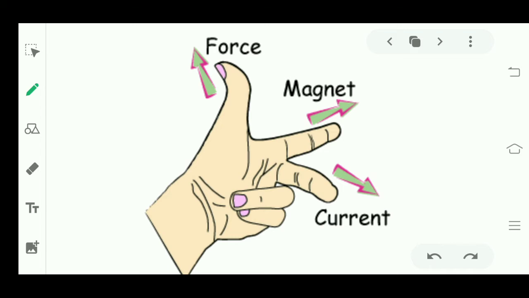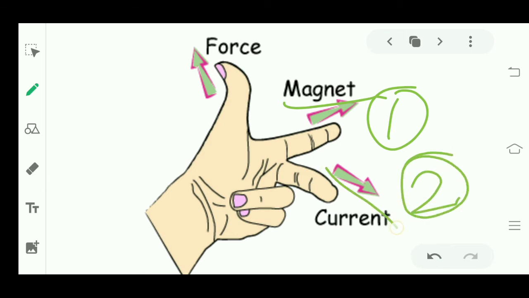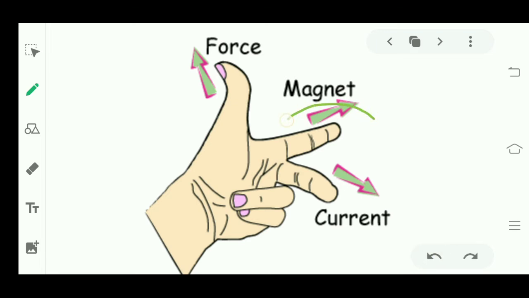If you take your left hand and keep your first finger in the direction of magnetic field and the second finger in the direction of current, then the thumb will show the direction of force, right? But the condition is that these three fingers, first finger, second finger and thumb, should be perpendicular to each other.